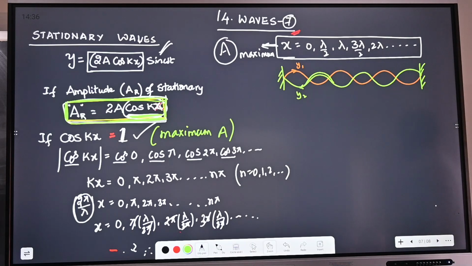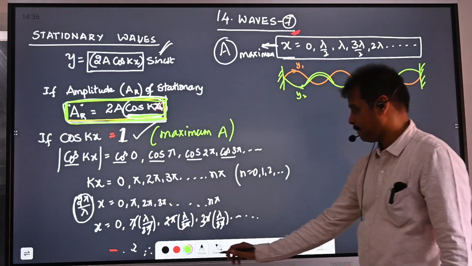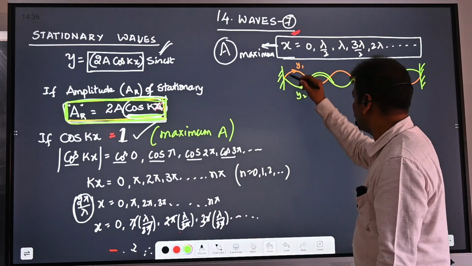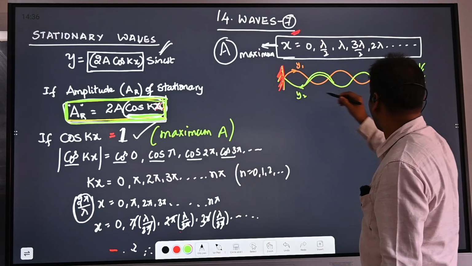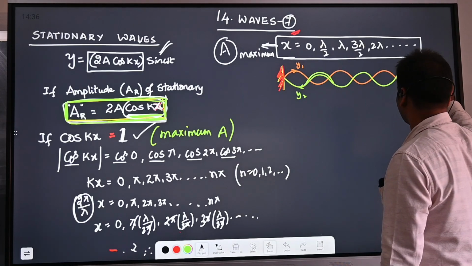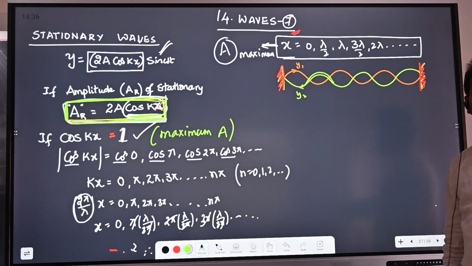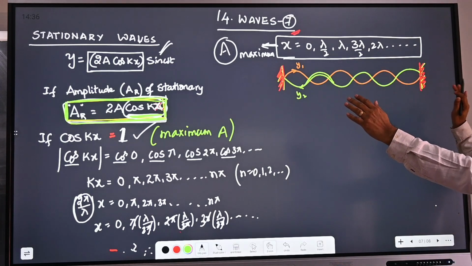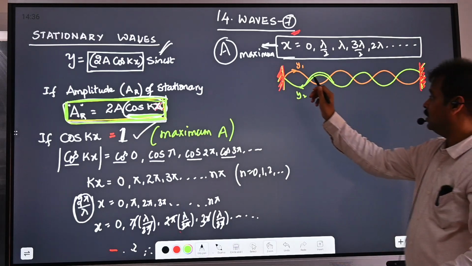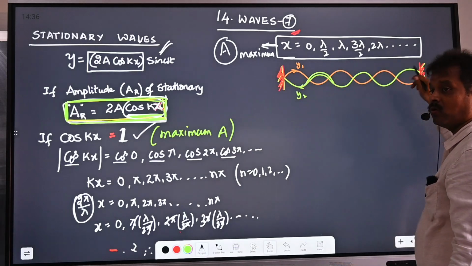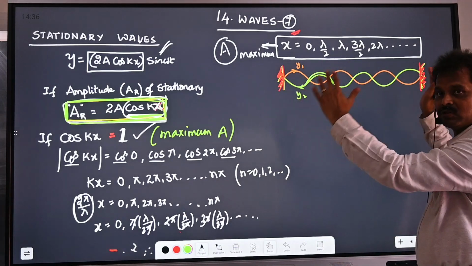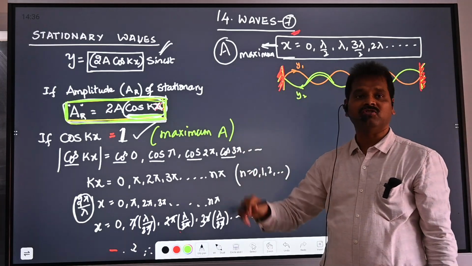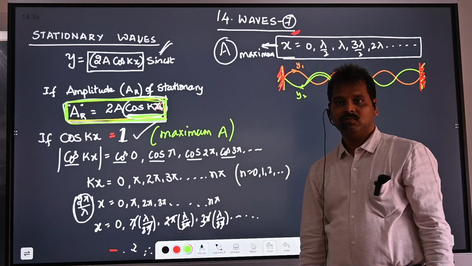Fixed between these two ends, and the wave is traveling only between these two points. This is not a progressive wave. This is stationary. Energy transport takes place only between these two points. This wave won't go to that side. Fixed, stationary. That's what these are called: stationary waves or standing waves.